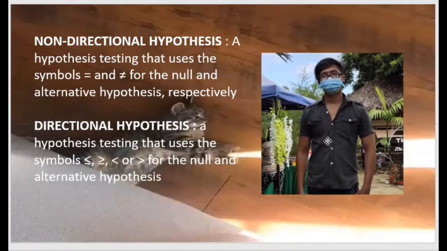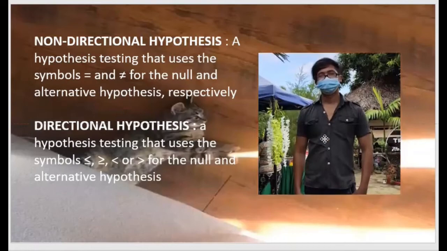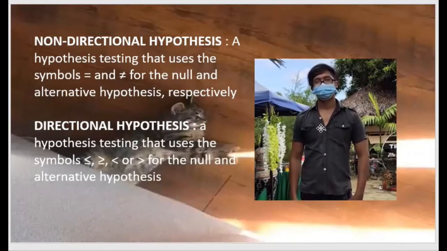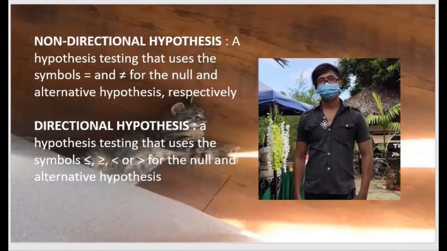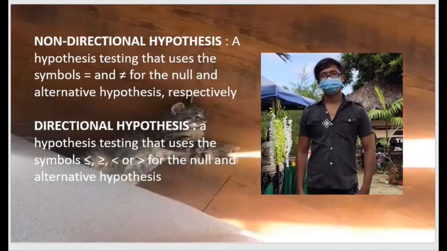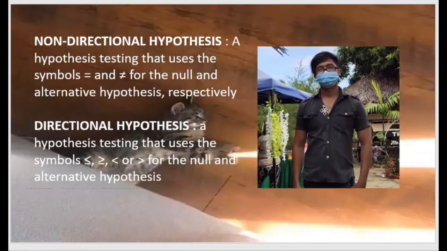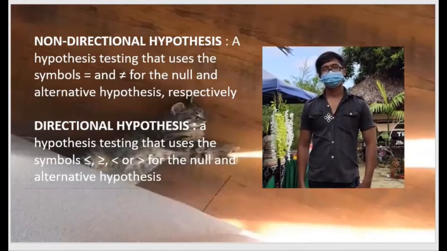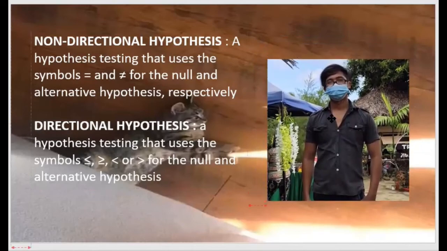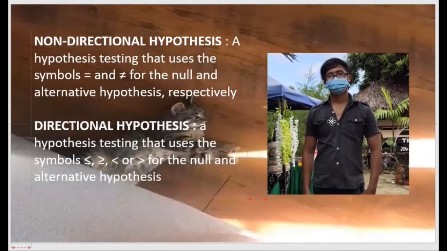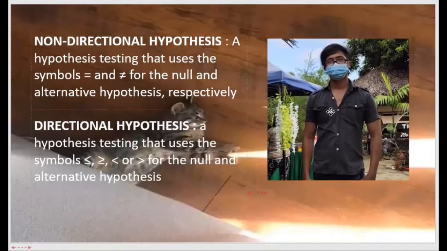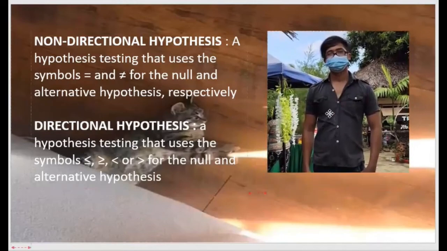Hi guys, just additional information. Our second and third scenes are actually two different types of hypothesis testing. The second scene is a non-directional hypothesis, a hypothesis test that uses the equal or not equal sign for the null and alternative hypothesis respectively. The third scene is what we call a directional hypothesis. It uses the symbols less than or equal to, greater than or equal to, or less than or greater than for the null and the alternative hypothesis.